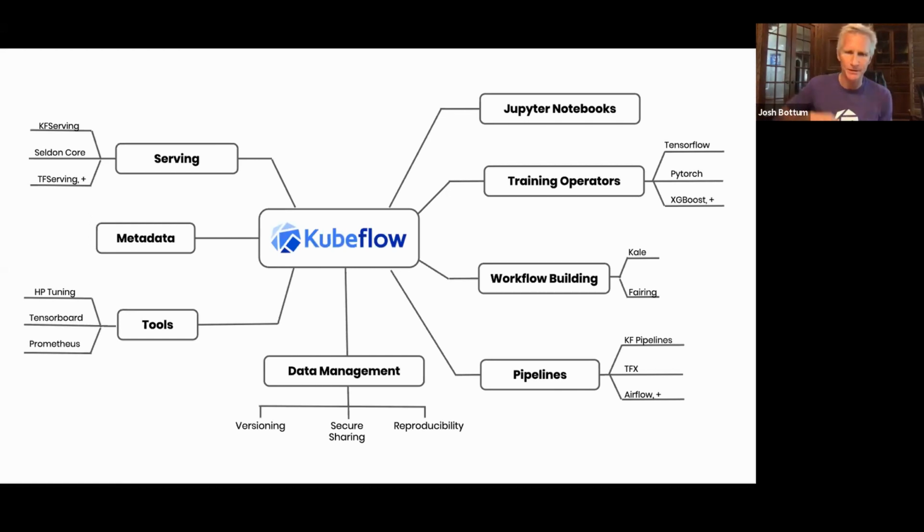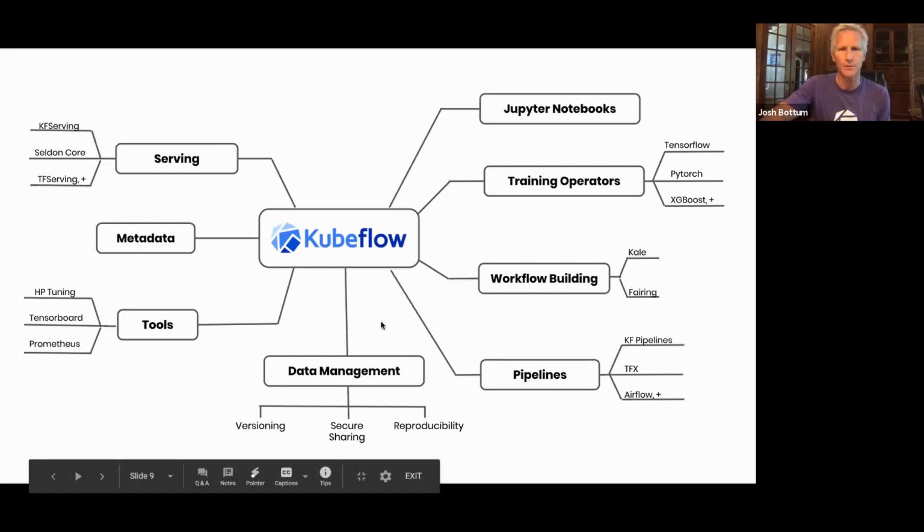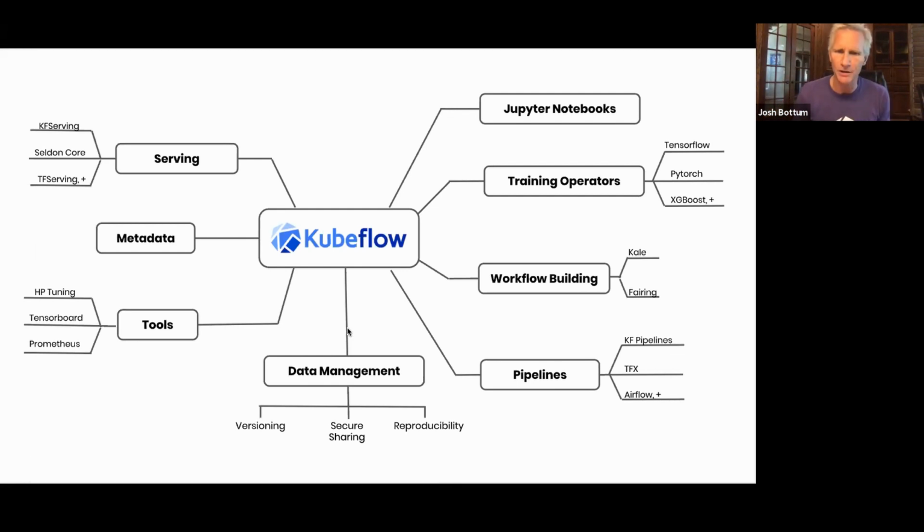Data management is an important key part here, primarily enabled by the leverage of what's called persistent volumes inside of Kubernetes, but it enables you to share data between these systems and users using persistent volumes. So it provides things like versioning and secure sharing and reproducibility.